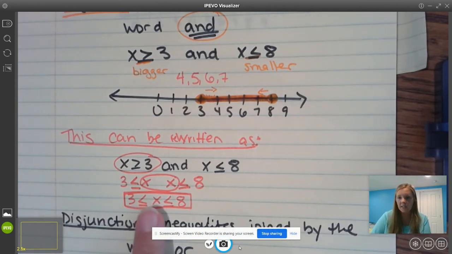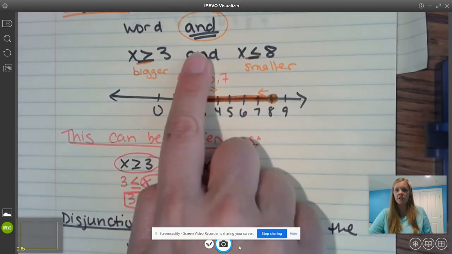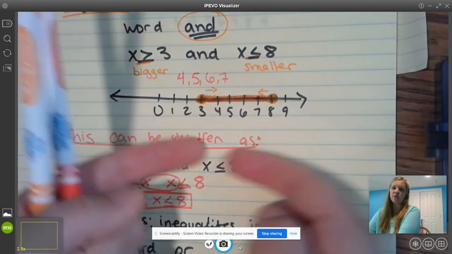We're going to be practicing solving these a lot at the end of the week. So these are conjunctions. Conjunctions are the word and, and we're shading towards each other.